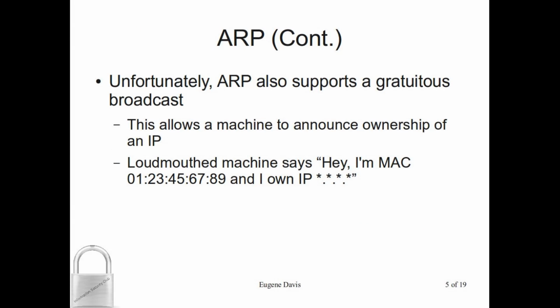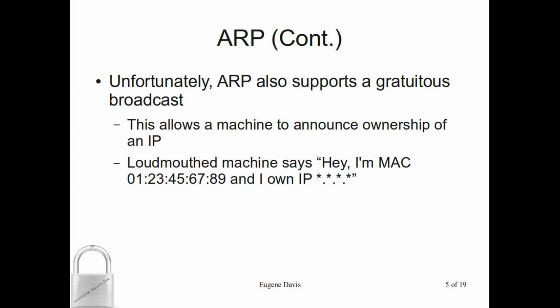At any rate, continuing, I'll ask for more questions in a minute, but I wasn't quite finished with ARP. I mentioned that normally ARP is a request-response protocol. Unfortunately, it also supports a gratuitous broadcast. This allows a machine to announce ownership of an IP. Basically, this is when some loud, irritating machine shouts out, "Hey, I'm MAC address 0123456789, and I own this IP," rather than waiting for someone to ask who owns that IP.